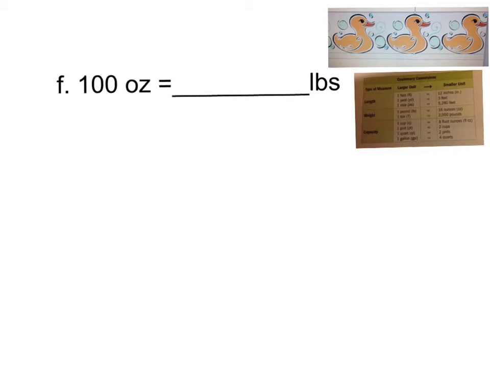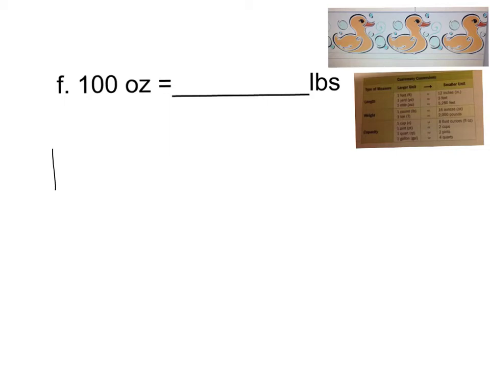This is letter F. Your word for today, your code, is duck. Once again, we are converting. This time, we want to convert 100 ounces into pounds. So once again, look at your chart on page 290, and we see that there are 16 ounces in 1 pound. So we will proceed to write that.